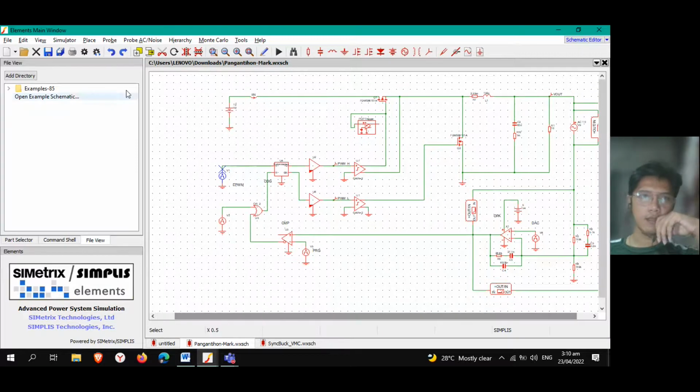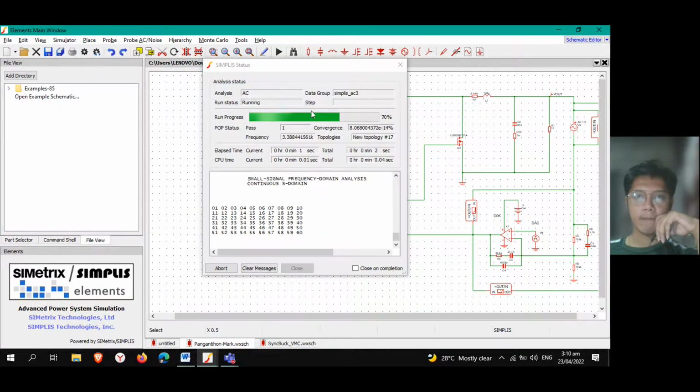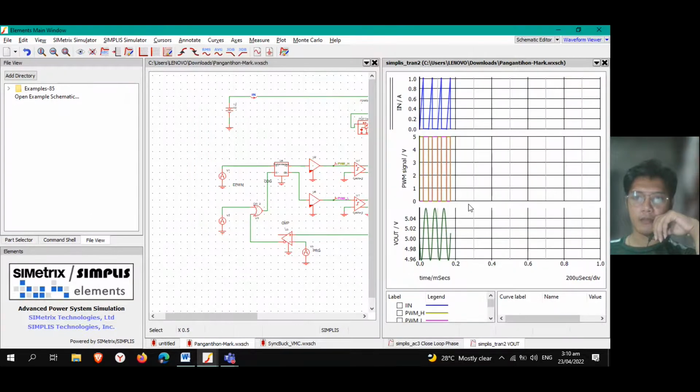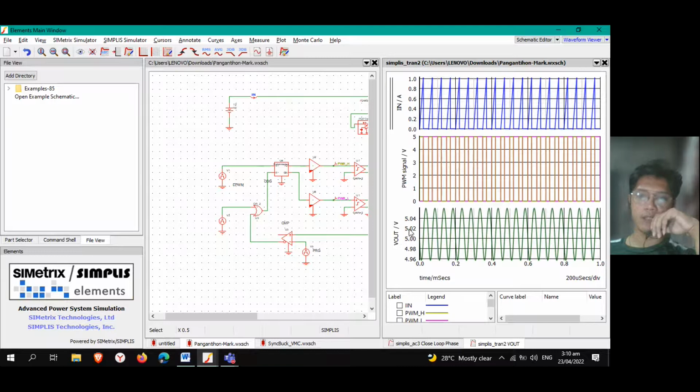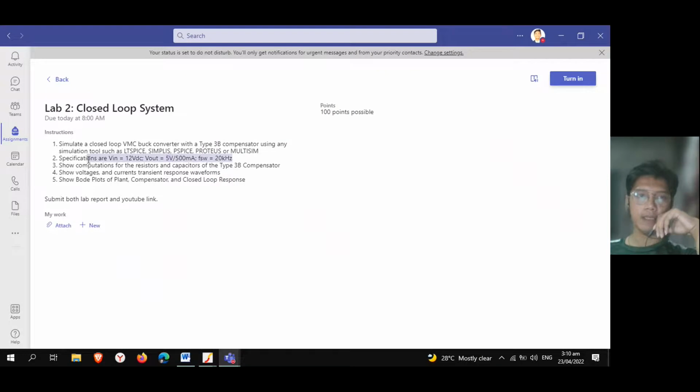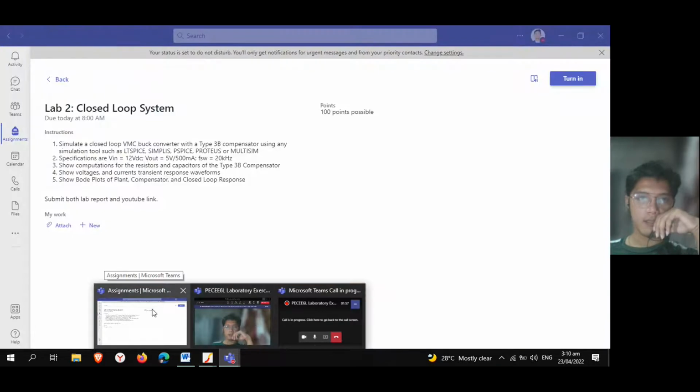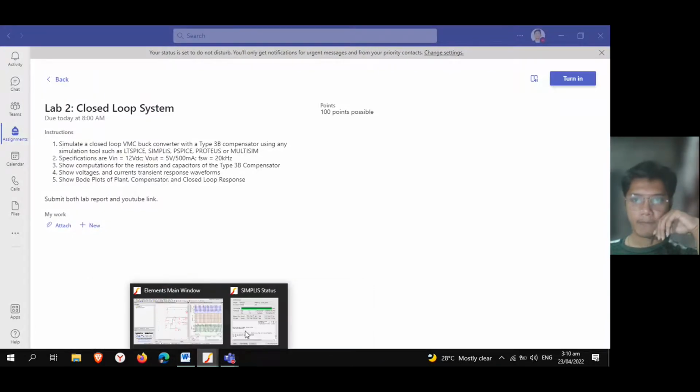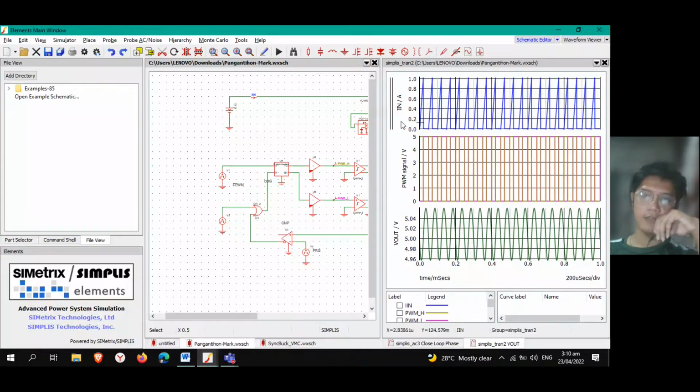So if we run this, we can see that the Vout is 5 volts, which is within the provided specification. The PWM signal is also 5 volts, and the current is 1 ampere.